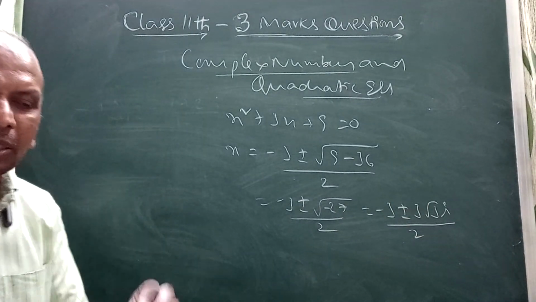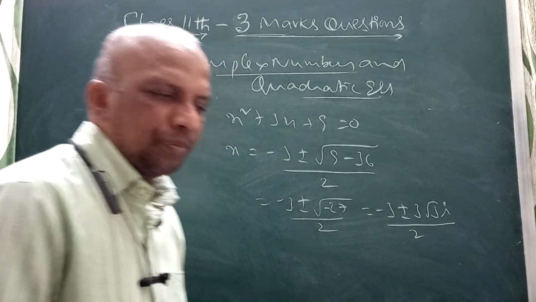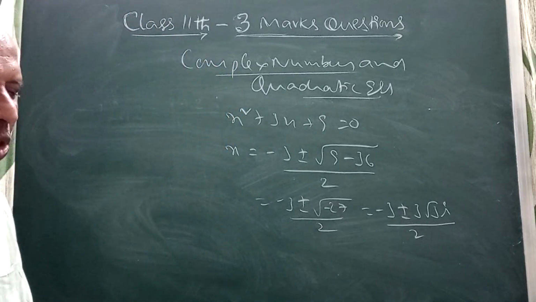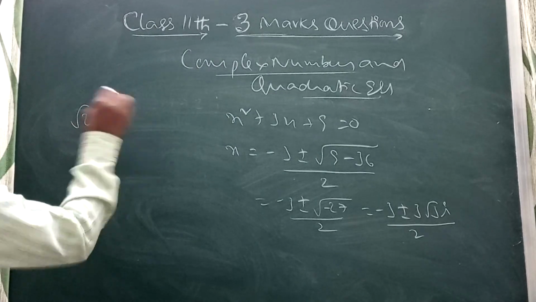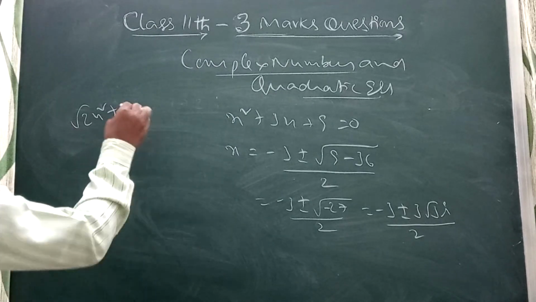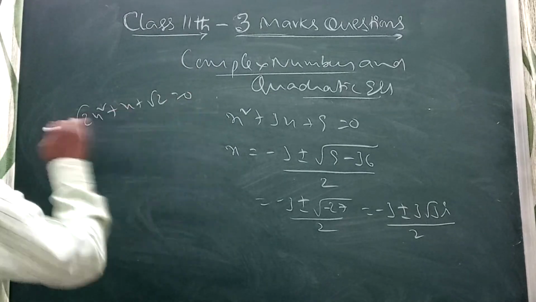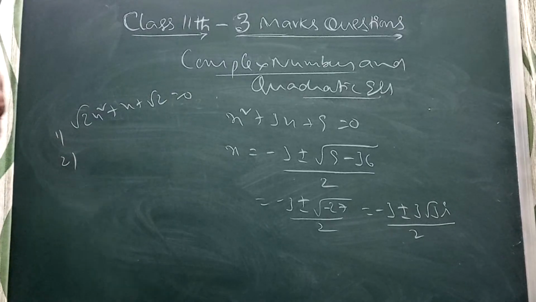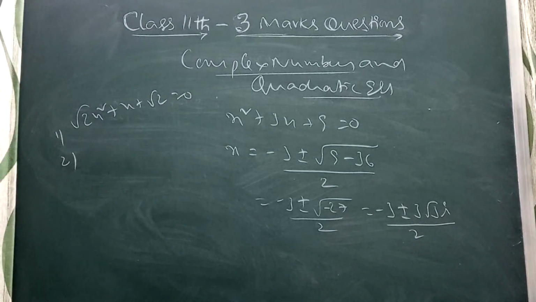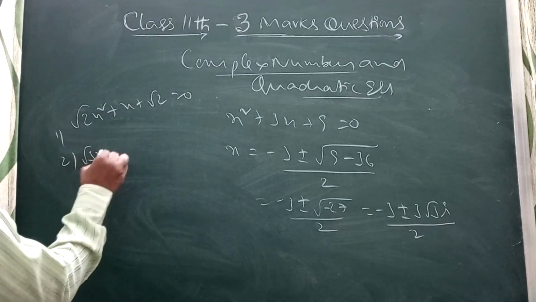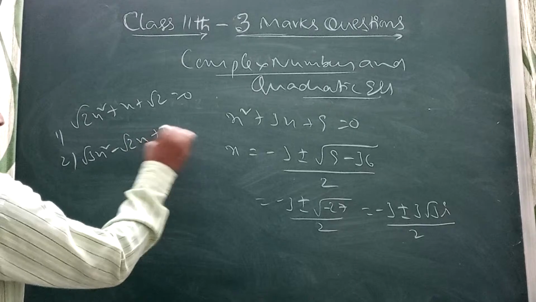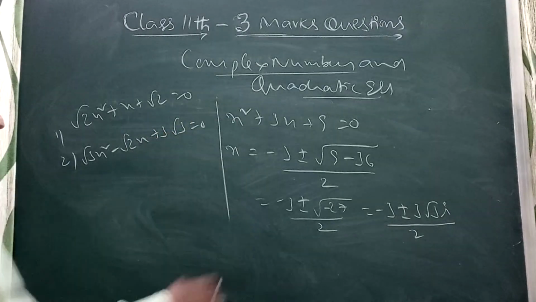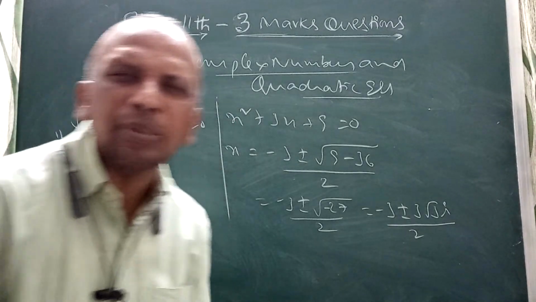These are the possible questions they will ask here. You try to solve them. Solve the quadratic equation root 2x square plus x plus root 2 equal to 0. Another one they will ask: root 3x square minus root 2x plus 3 root 3 equal to 0. I'm giving examples; they will ask this type of problems.